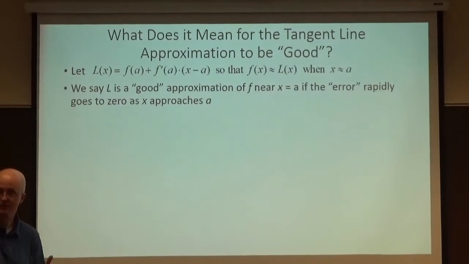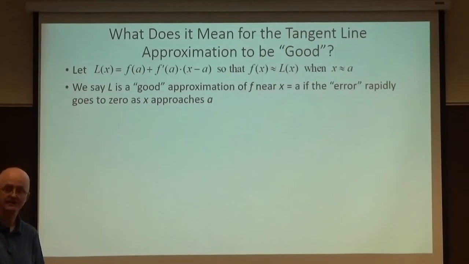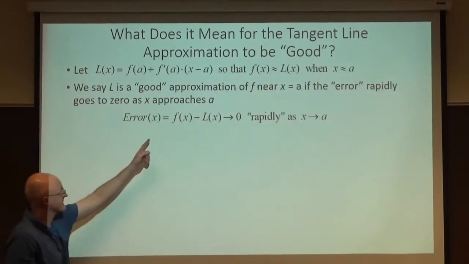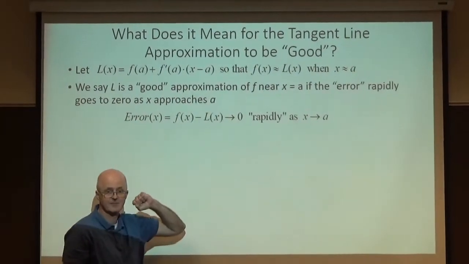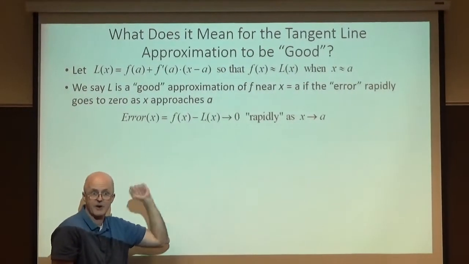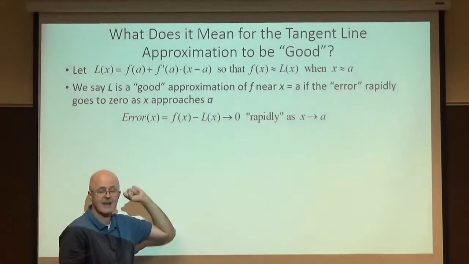f of x is the true value. L of x is the approximation. The error is the difference, f of x minus L of x. I'm calling that error of x instead of just error because it's really a function of x. These two things depend on x as well.